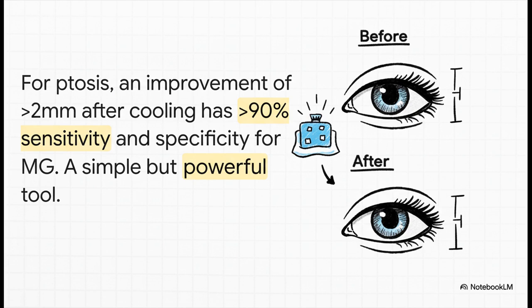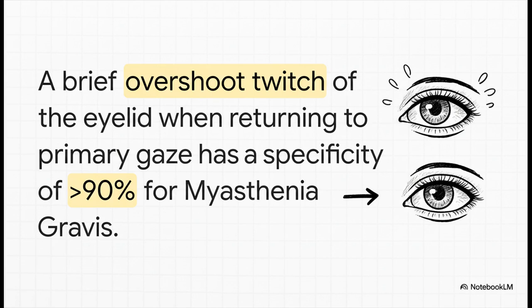Super useful. And here's another classic sign to keep in your back pocket. Cogan's lid twitch. You just have the patient look down, then quickly back to a central gaze. If you see that brief little twitch of the upper lid as it overshoots, that has excellent specificity for MG. It's especially helpful in those purely ocular presentations.